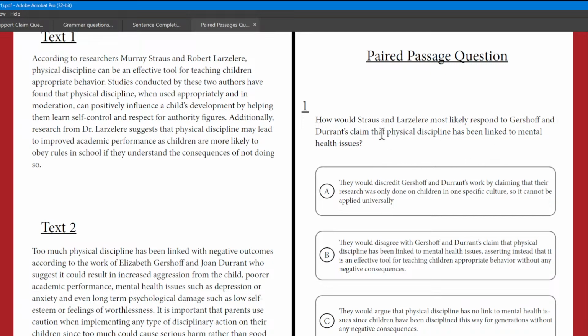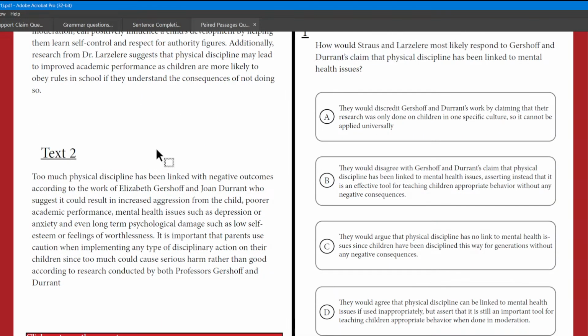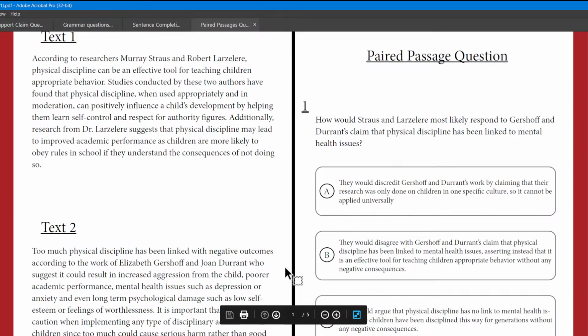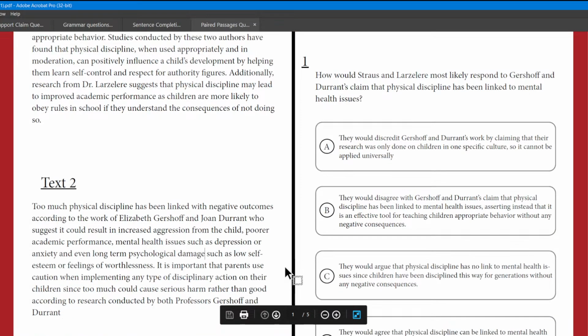All right. So, I want to understand the claim first. That's probably where I'm going to go first. I'm looking at your answers. It looks like most people are saying D for this first one. Let's take a look at Durant's claim. So that's in text 2. All right. So yeah, he's saying that mental health issues such as depression or anxiety, long-term psychological damage. Geez. Okay. So disciplinary action is like too much physical discipline creates this problem.